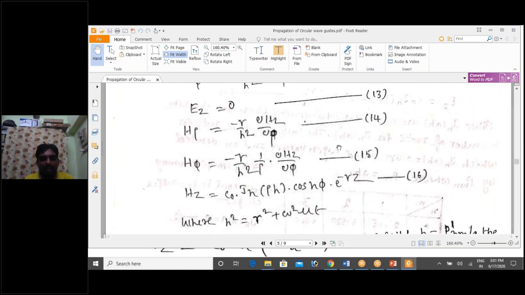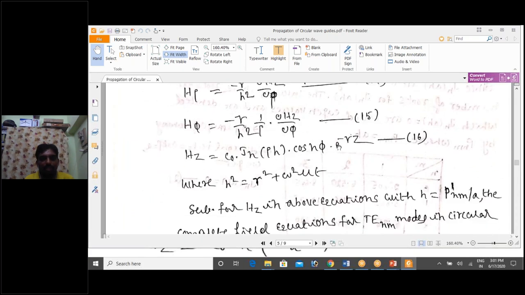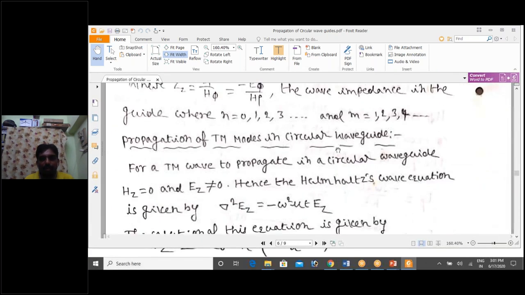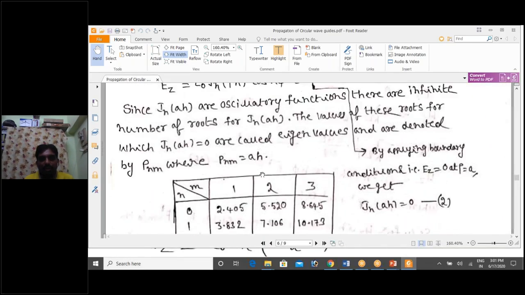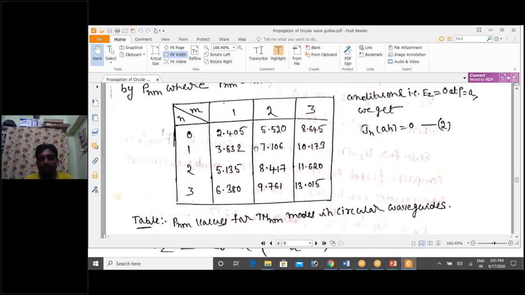These are all already solved in the classroom, how we can solve all those things. I am just showing how to get the expression for TE waves. Similarly, TM waves we can solve. This is a table for TM waves, but here also we can observe the lowest value for TM waves. This is 2.405, and this is the TM01 mode, the dominant mode.